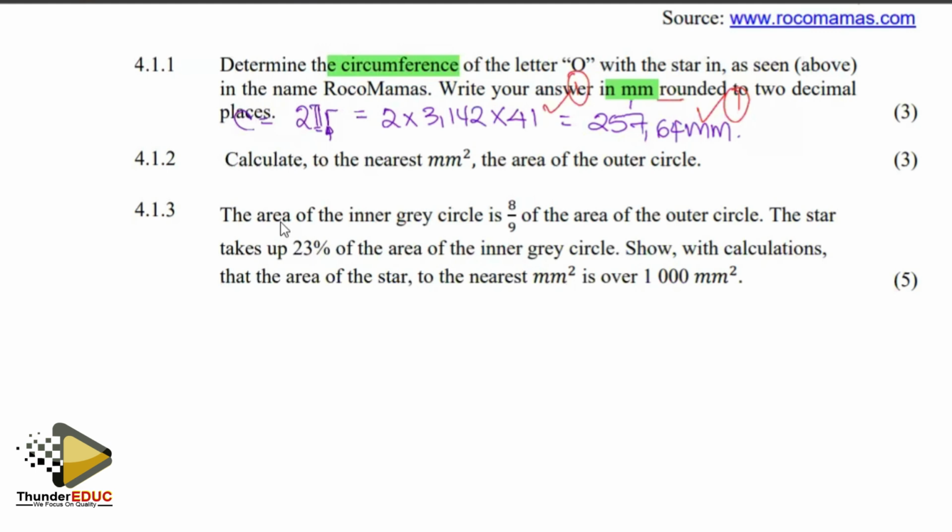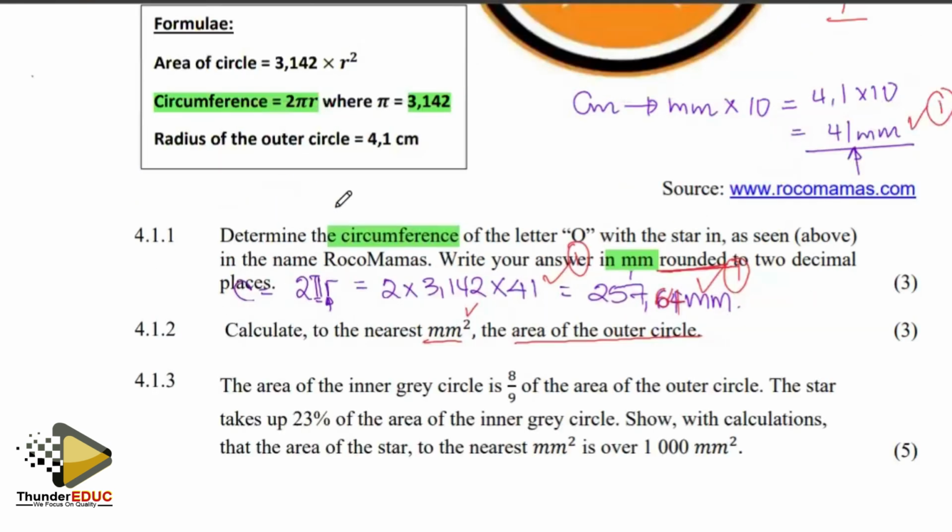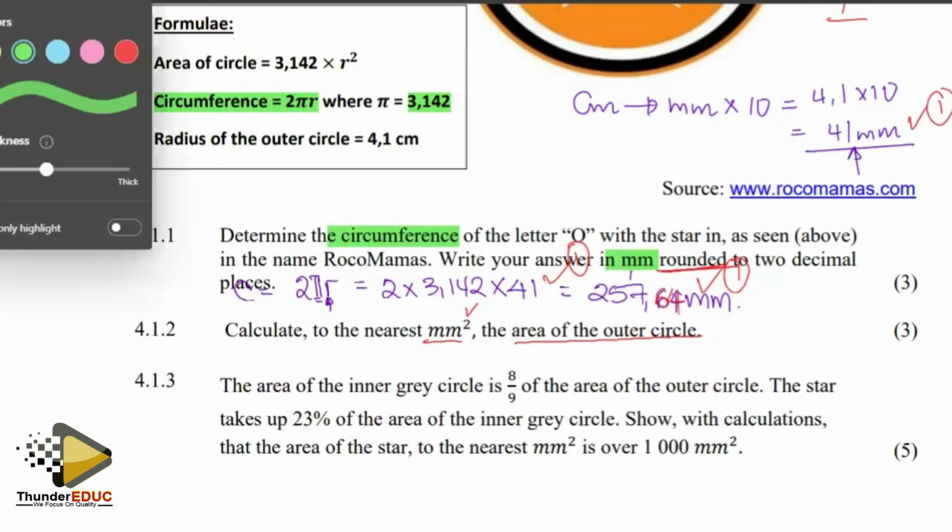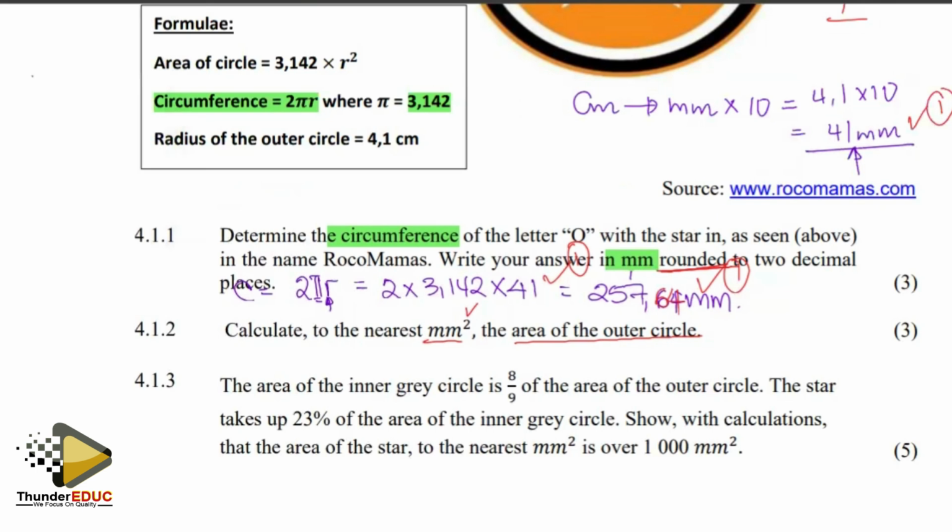Okay. Then let's come to the other question that says 4.1.2. The moment you see this in the question, you need to please round off correctly. Calculate to the nearest millimeter squared the area of the outer circle. So among your formulas, please identify: do you have anything? Now they are saying area of the outer circle. The formula that we have, area of the circle, does not change anything.